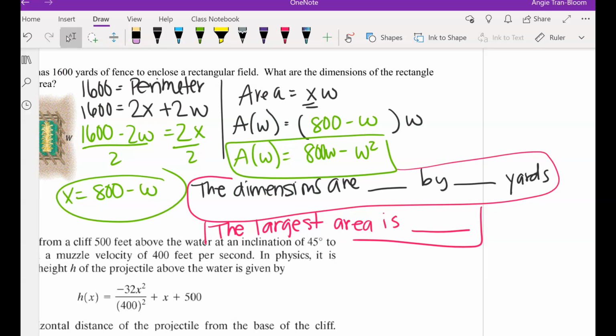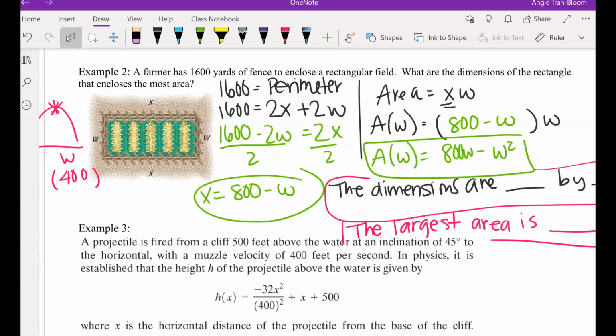I'm going to stop right there so you can ask questions. But dimensions mean I also need the length, right? Look at the picture. Isn't W the width? Yeah. So I'm going to put in 400 yards there. But then how would I get the X value, the actual X value from the picture? Plug in where? What equation?